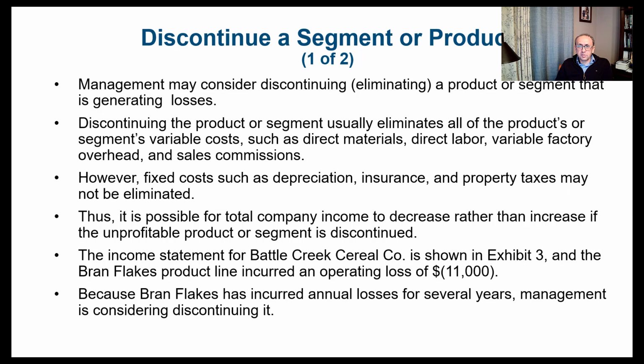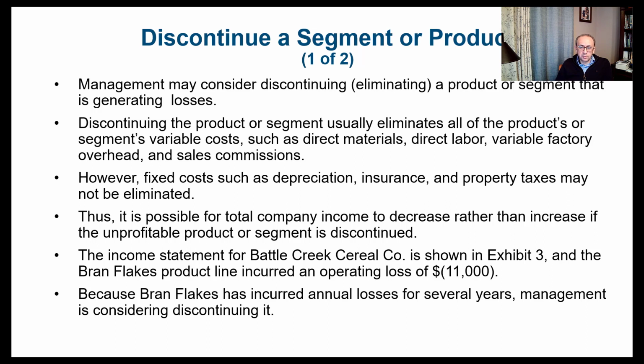Might appear that this is the best decision. However, we have to keep in mind that there might be some fixed costs that we cannot get rid of if we eliminate this product or segment. So discontinuing the product or segment usually eliminates all the product or the segment's variable costs, such as direct material, direct labor, variable factory overhead, and sales commission. However, the fixed costs, such as depreciation, insurance, and property taxes, may not be eliminated. Therefore, it is possible for total company income to decrease rather than increase if the unprofitable product or segment is discontinued.